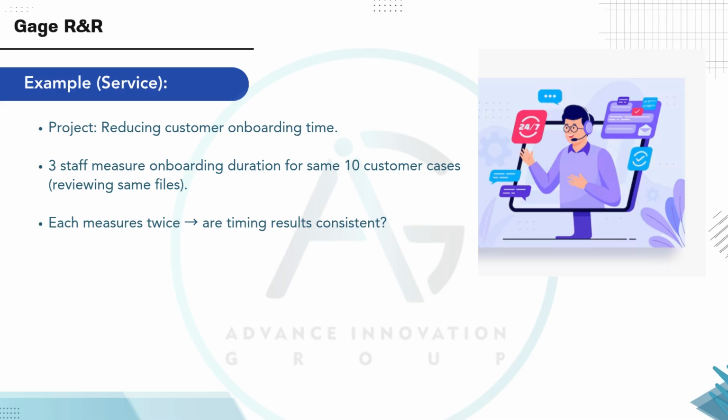If we find that there's a lot of variation, either between staff members or between their repeated measurements, it may indicate issues with the measurement method, instructions, or even understanding of the process. This kind of Gage R&R study helps us identify and eliminate variation in the measurement system before we move on to improve the process itself. It ensures that any improvements we make are based on reliable and consistent data.